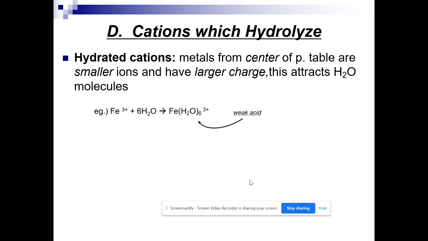This is hexaaqua iron. All right, try saying that three times fast. You can also call it the iron(III) ion, and it will act as a weak acid in solution. So this is the equilibrium it's going to produce, and you can just get that right from your table.